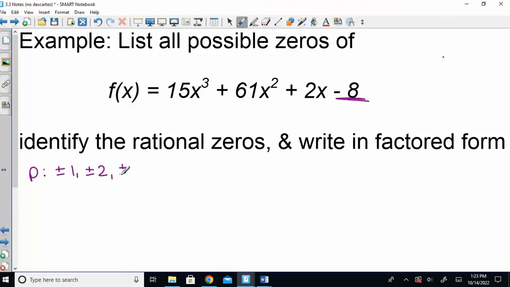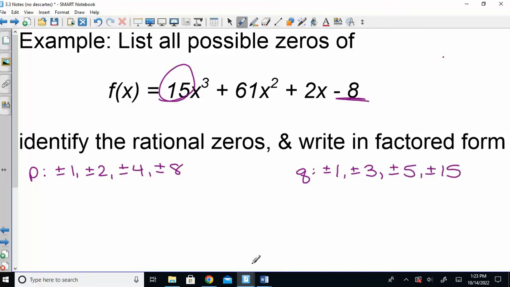And I do want the plus and minus on every one of these. I don't care what order you write them in. So if you're one of those people that thinks 1 and 8, 2 and 4, and writes them like that, it doesn't matter to me, as long as you have them all. Q, everything that goes into the leading coefficient, everything that goes into 15. 1, 3, 5, 15.